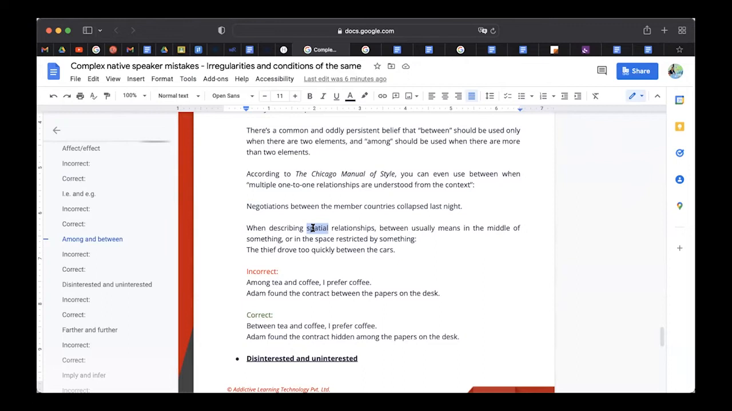Two incorrect sentences: "Among tea and coffee, I prefer coffee." It is "Between tea and coffee, I prefer coffee." And "Adam found the contract between the papers on the desk." It should be: Adam found the contract hidden among the papers on the desk. Because again, it's a loose relationship, one which is either of the many. Like I said, distributed among the new interns. I don't want to establish who needs to get what. Here, Adam found the contract hidden among the papers. I'm not saying which particular paper. It's a loose relation. Among so many, it was there. Clear? Good?